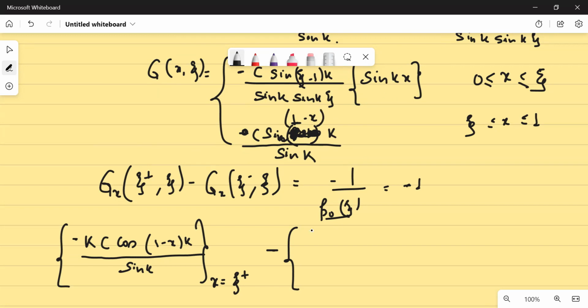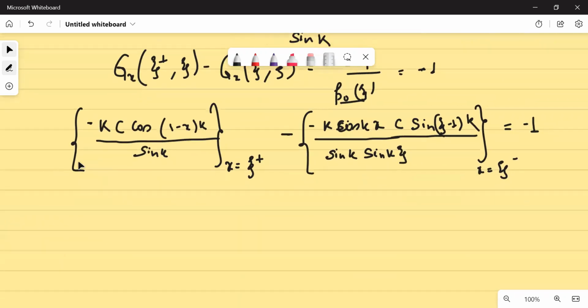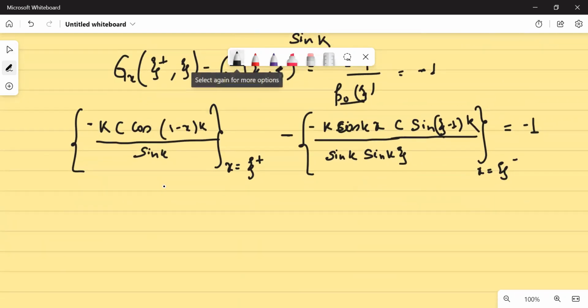You have this derivative as k cos kx divided by sine k, and then you have sine k zeta, and then you have minus c. So I'll write minus c here, and then I will write sine of zeta minus 1 k. And all of this is equal to minus. I mean, this and this is at x equal to zeta minus. Is that clear?